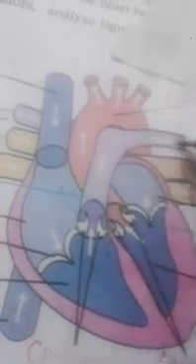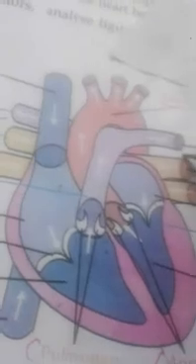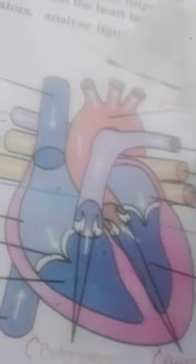Then these are connected to the lungs. This is deoxygenated blood or impure blood. Deoxygenated means a greater amount of carbon dioxide is present in this blood. This blood flows through the pulmonary artery to the lungs for purification. That means in the lungs that blood is converted to oxygenated blood, meaning more oxygen is present.